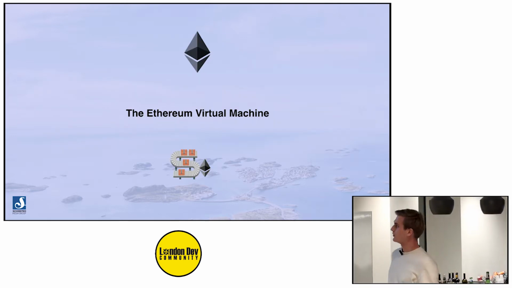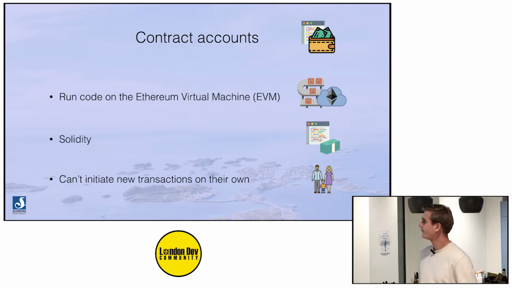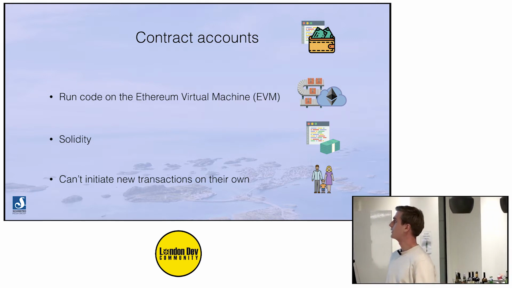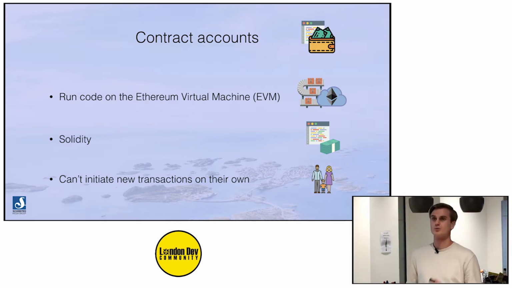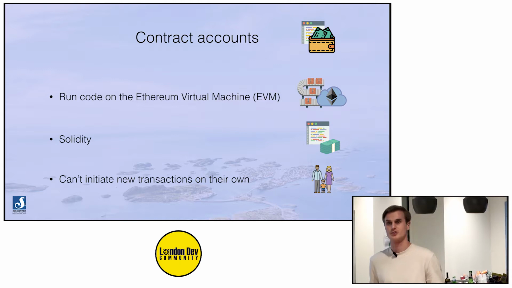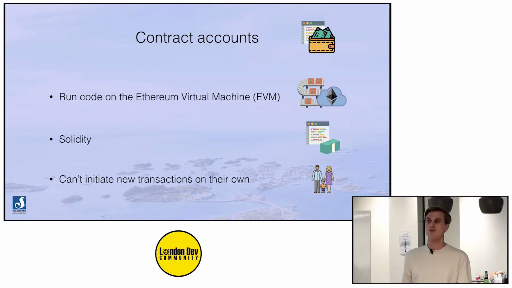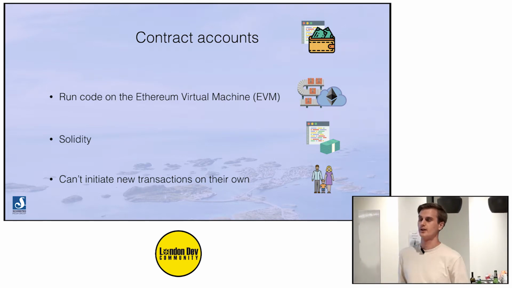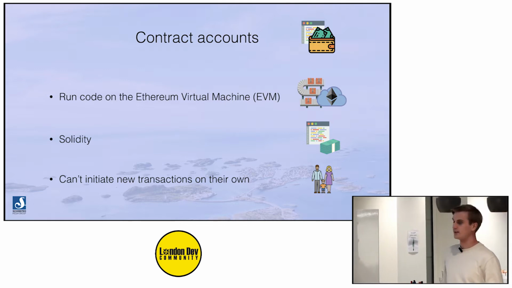Okay, so on to the Ethereum Virtual Machine. So what Ethereum lets you do is that you can create contract accounts, which essentially let you run code on the Ethereum Virtual Machine. So you can take a piece of code, deploy it to the Ethereum network, and it runs on all full nodes in parallel on the system. So everybody runs everything. You write in Solidity.